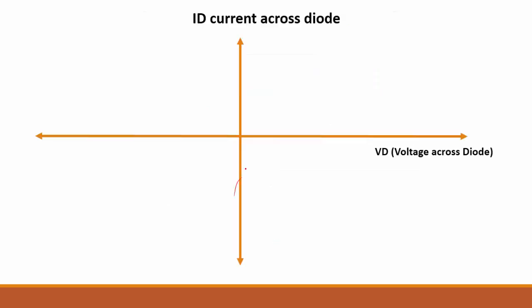Now if I draw the VI characteristics of a PN diode, on the x-axis I have the voltage across the diode and the current which is flowing inside the circuit.